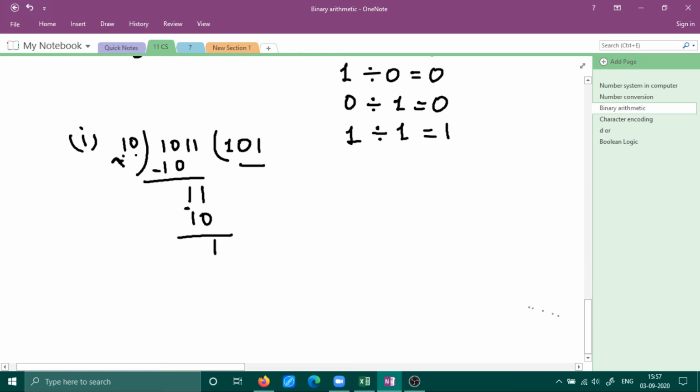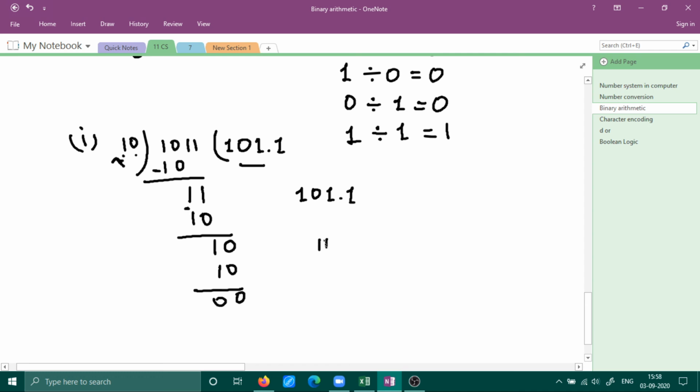If we further want to divide this into decimals, we can always do this. We can put a decimal point, and then we will get a 0, and we can go for one more round. 10 ones are 10, and now there is nothing left as remainder, which is 0, and the result is 101.1.